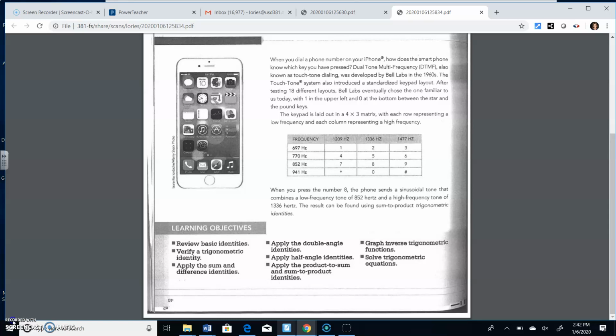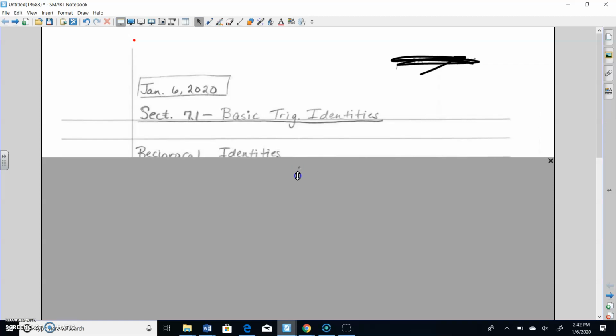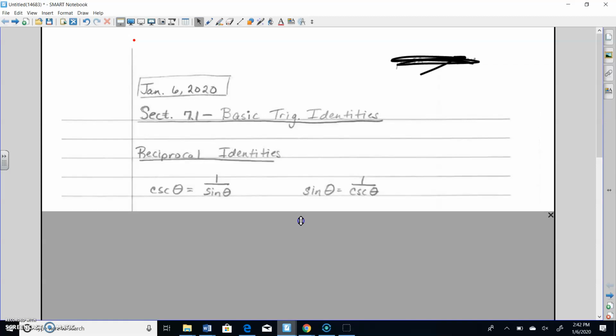All right, so let's get back. Okay, so we have 3 sets of trig identities we're going to look at today. We're going to look at reciprocal, quotient, and then Pythagorean. So here are our first, reciprocal identities. We call them that because these 2 functions are reciprocals of each other. So cosecant and sine are reciprocal trig functions, so we can write these 2 identities based on that.